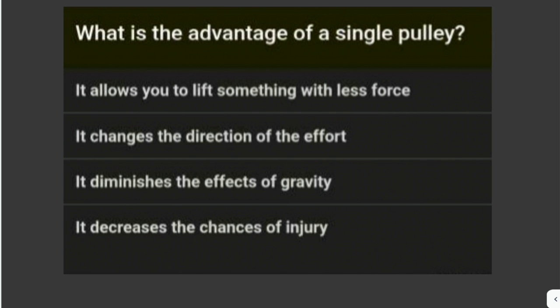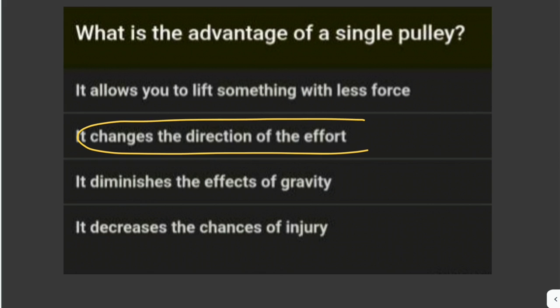What is the advantage of a single pulley? It allows you to lift something with less force. It changes the direction of the effort. It diminishes the effects of gravity. It decreases the chance of injury. So the answer here is it changes the direction of the effort. So a single pulley changes the direction of effort. You pull the rope down in order to lift the object up instead of pushing up. So the same amount of effort is required as without a pulley.